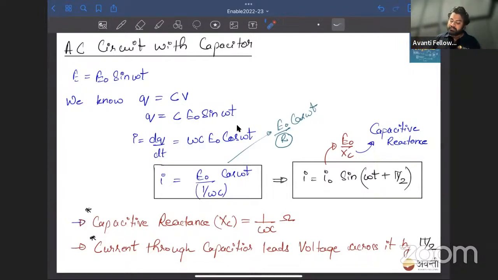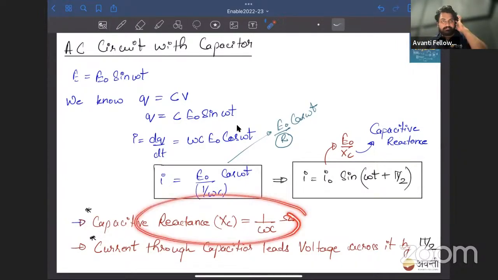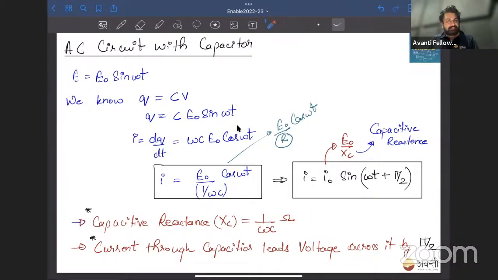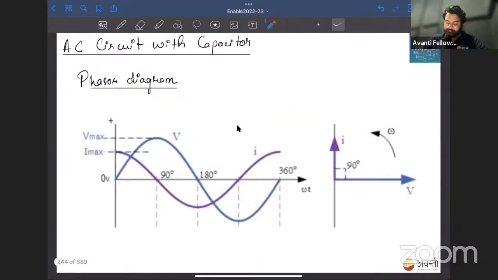Okay. So capacitive reactance याद रखना है 1 by omega c. 1 by omega c ohm, and it is denoted by XC. Current through the capacitor leads voltage across it by pi by 2. So current is leading the voltage. Clear? Phasor बनाएंगे तो phasor simple है.